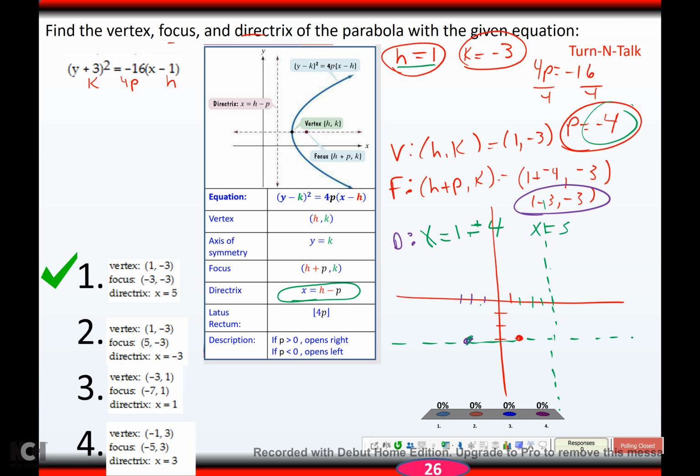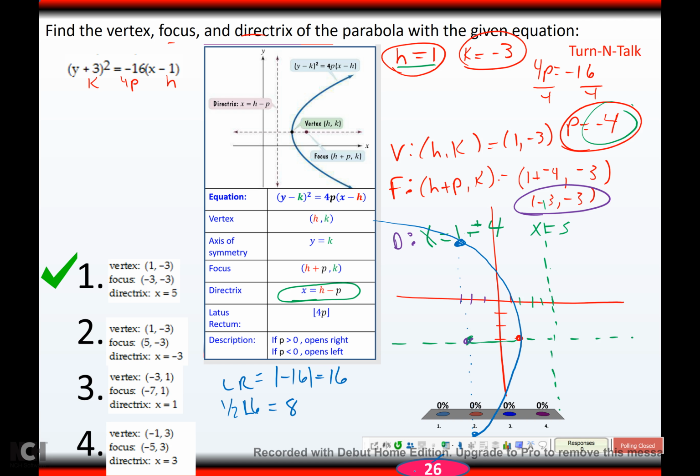Now all I need is the width of this thing, which my latus rectum will tell me. My latus rectum is going to be the absolute value of negative 16, which is 16. Half of 16 would be 8. So from my focus, I'm going to go 8 units up, 1, 2, 3, 4, 5, 6, 7, 8, and 8 units down, 1, 2, 3, 4, 5, 6, 7, 8. And connect to my vertex. And that would be my parabola.